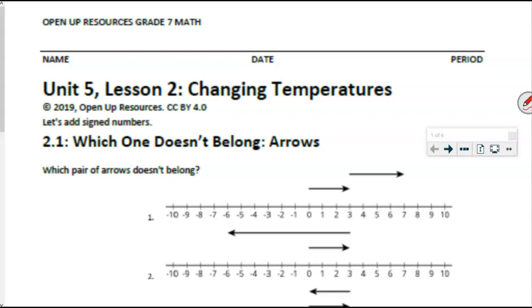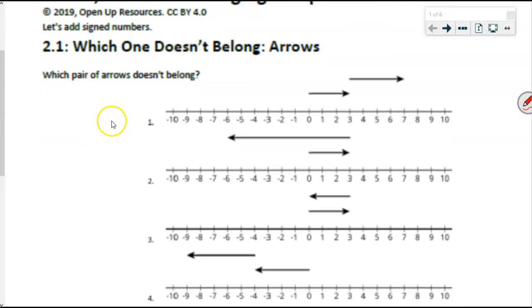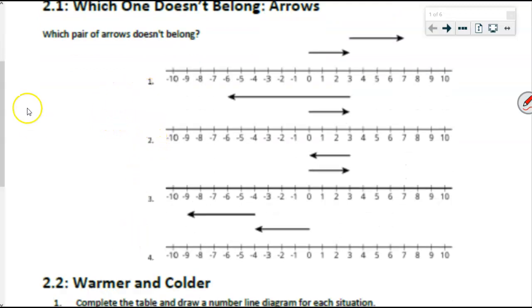Hello Math 7 students, this is Open Up Resources, Unit 5, Lesson 2, Changing Temperature. So we're going to start with one of my favorite warm-ups, which one doesn't belong. They're listed as 1, 2, 3, 4. Which pair of arrows doesn't belong?